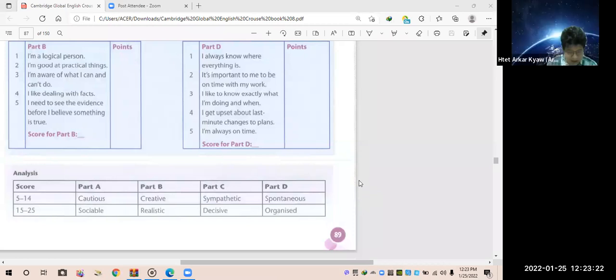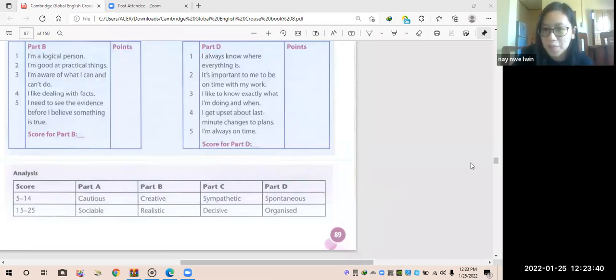For part A, I got 13, so I'm cautious. For part B, I got 17, so I'm realistic. Part C, I got 15, so I'm decisive. And part D, I got 13, so I'm spontaneous. Spontaneous person. Okay, thank you.